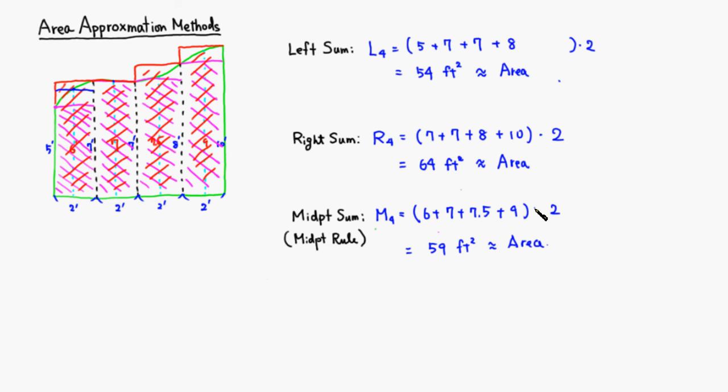These are called the left sum, right sum, and midpoint sum. If you want better accuracy, you can use more approximating rectangles. Let's say you split into 6 or 8 approximating rectangles. Then each of these approximations will give you a number that is closer to the actual area. All right, that's it. I hope this was clear.